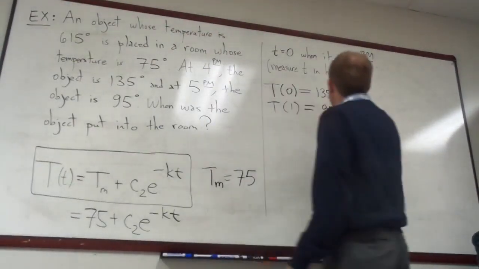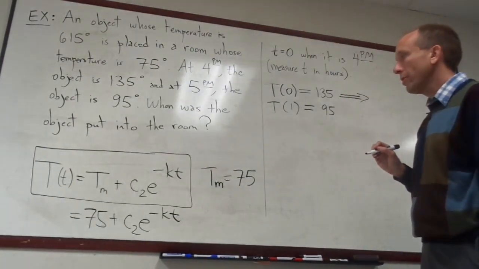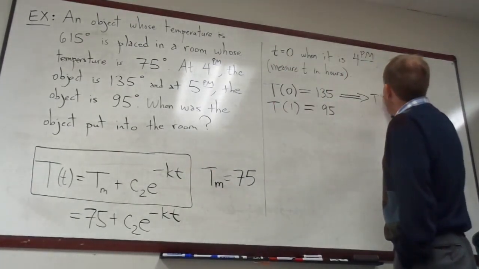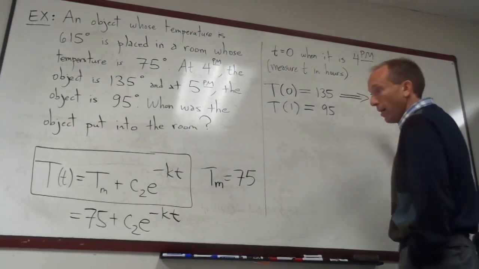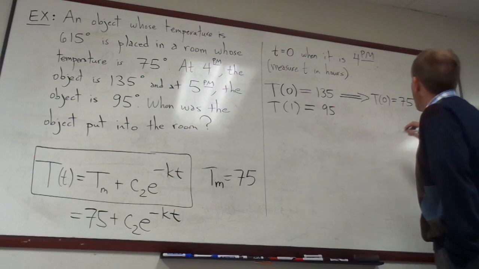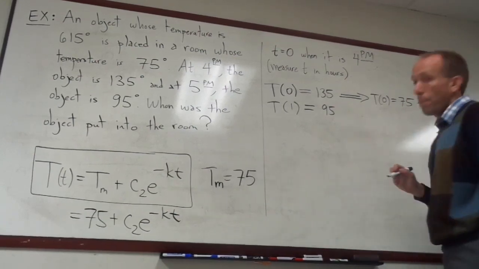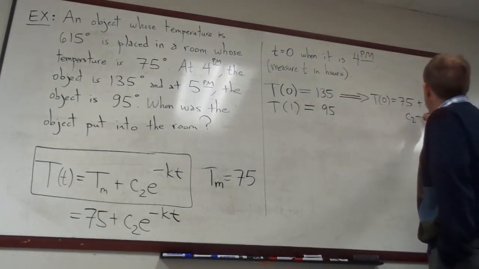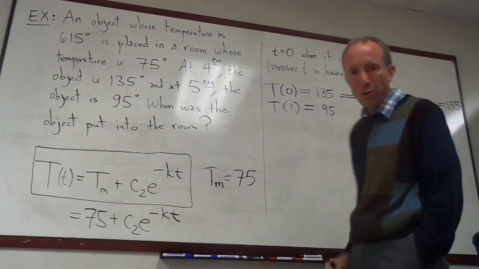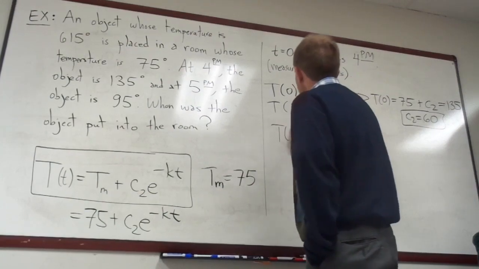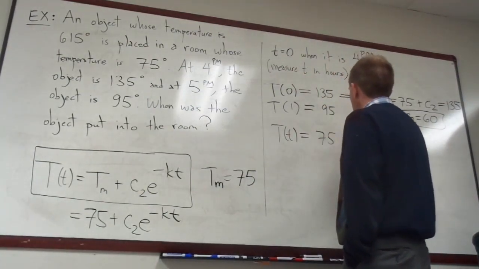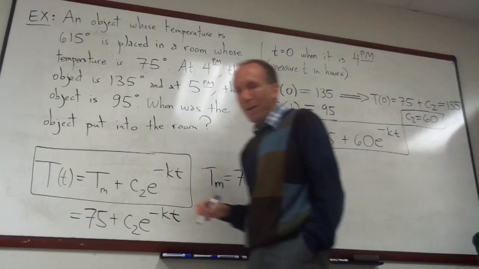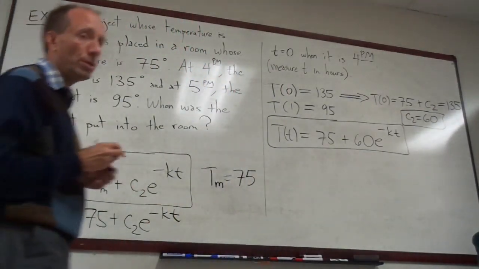So for example, let's use the first one here. If the temperature at time 0 is 135, I can put in 0 for t. So T of 0 is going to be T sub m, which is 75, plus C2. And that's supposed to equal 135. So from that, we can write down that C2 is equal to 60. Let me go ahead and put that down so we know that now the temperature is 75 plus 60 times e to the negative kt. So this is our new representation of the temperature function with as much information as we know.